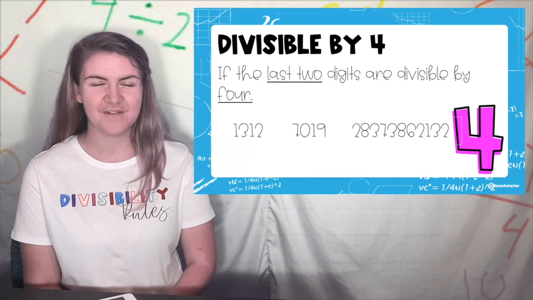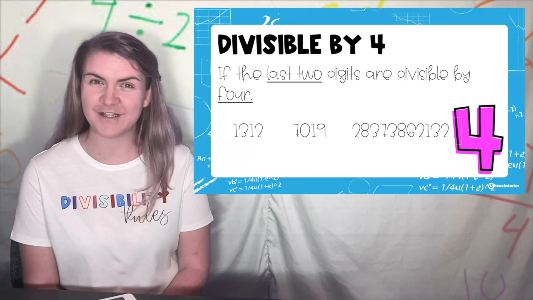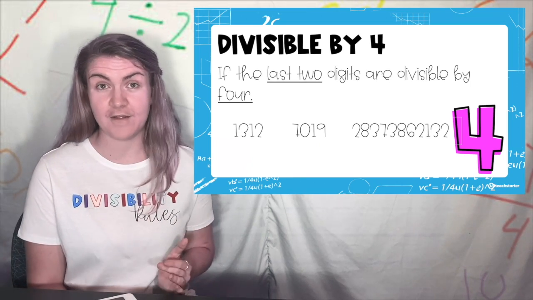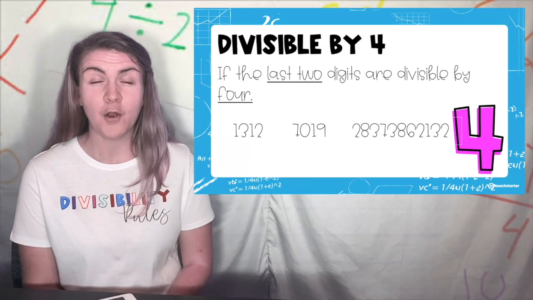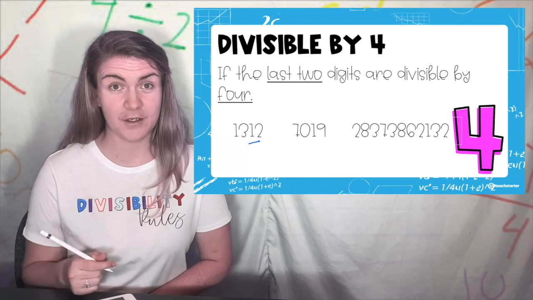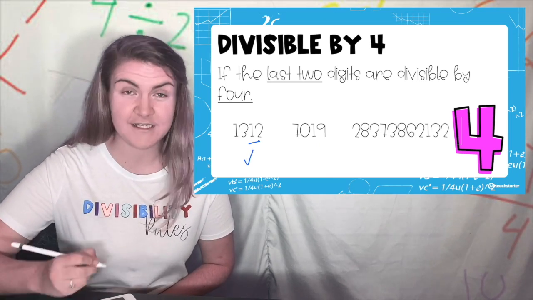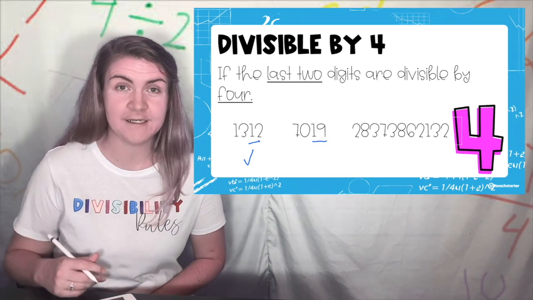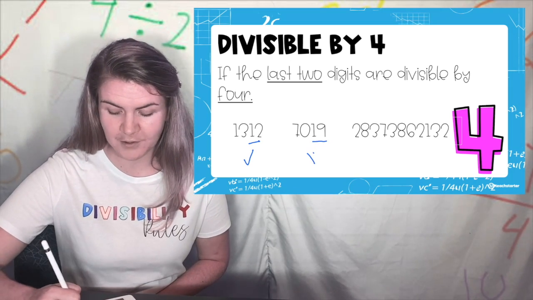Divisible by 4. So we still need to know our 4 times tables for this, but if the last 2 digits are divisible by 4, then the number is divisible by 4. So 1,312. We just look at the last 2. Does 4 go into 12? Yes. So this number is divisible by 4. 7,019. Does 4 go into 19? No. So 4 does not go into this number.